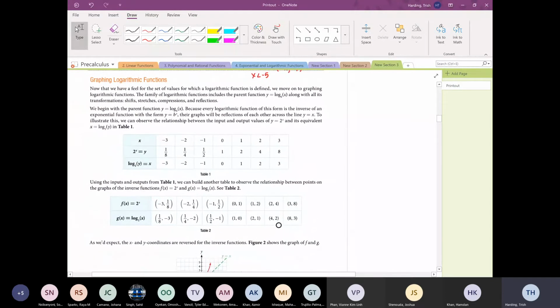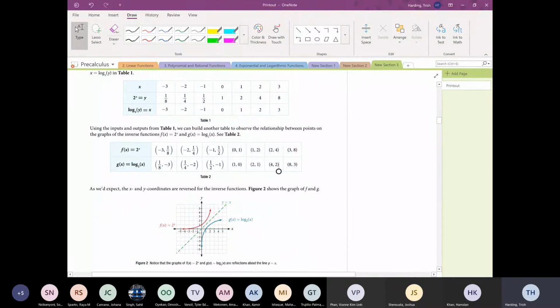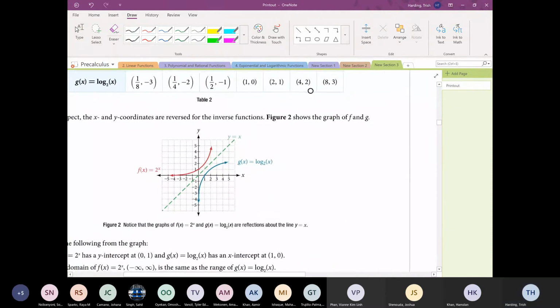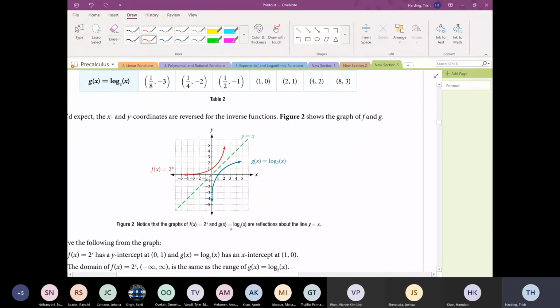So, graphing logarithmic functions. Of course, you can always make a table. That's a majority of what this book does anyways, making table after table. But what I'm interested in is showing you that they are inverses graphically. Notice that they are a reflection about this center line, y equals x. So they're reflections of each other across that line.